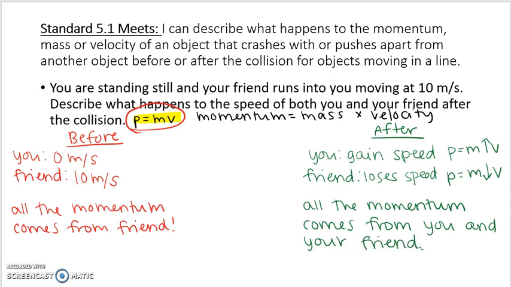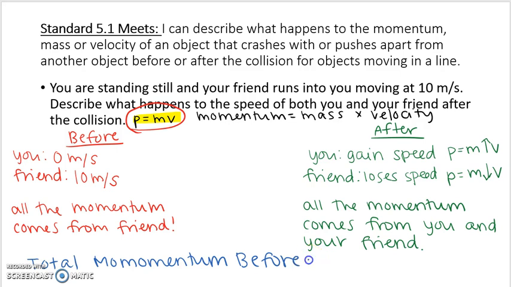Remember, the most important part here is that total momentum before needs to equal the after amount. This is by far the most important piece of momentum.